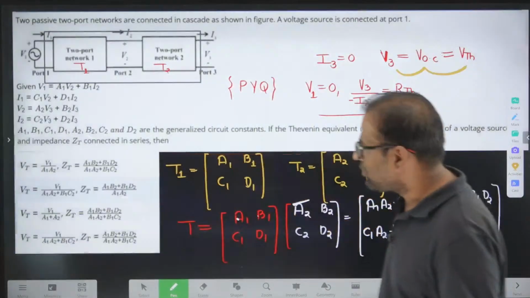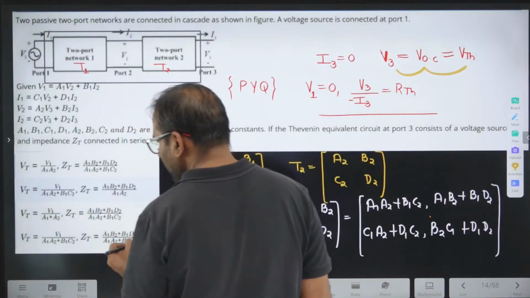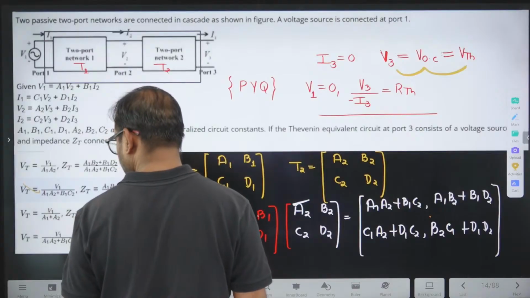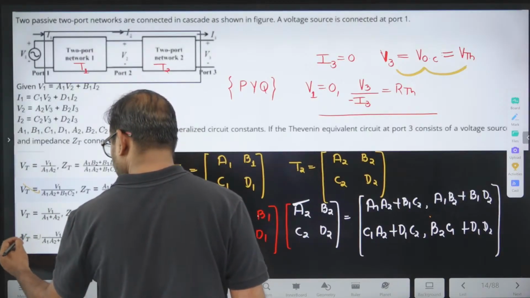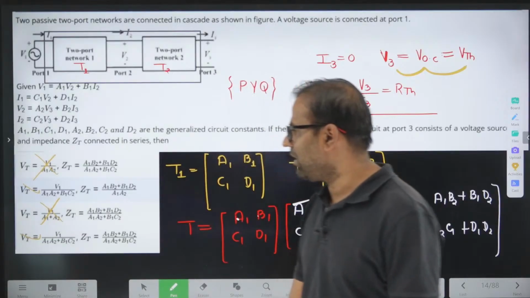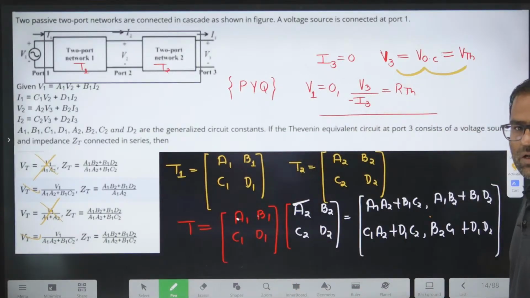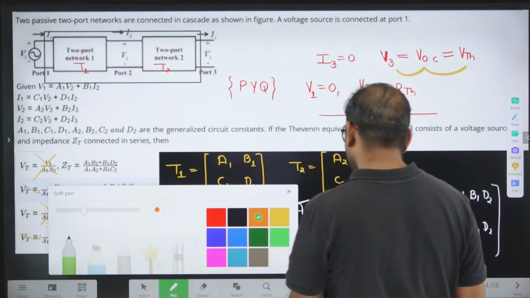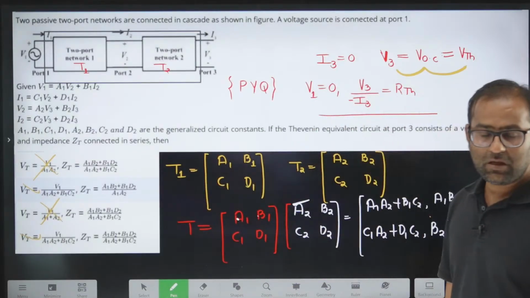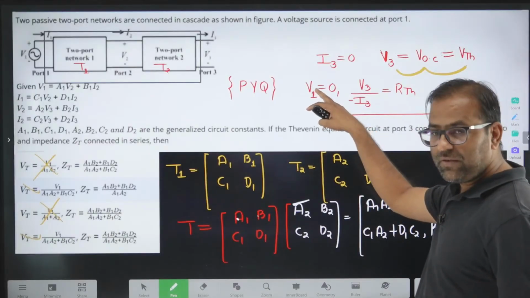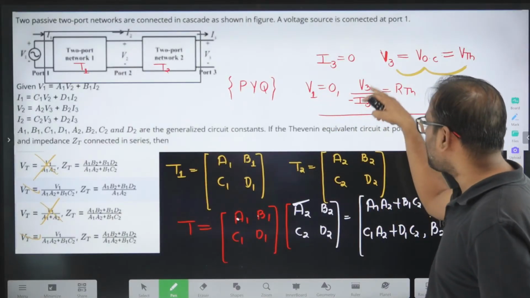So let's go to the options. V1 divided by A1A2, B1 C2 is available here, but not available in these two cases. So the first and third options are wrong. Two options may be correct. Now we are interested in the Thevenin's equivalent resistance. What is the idea of calculating it? Make V1 equal to 0 and get the ratio of V3 by minus I3.